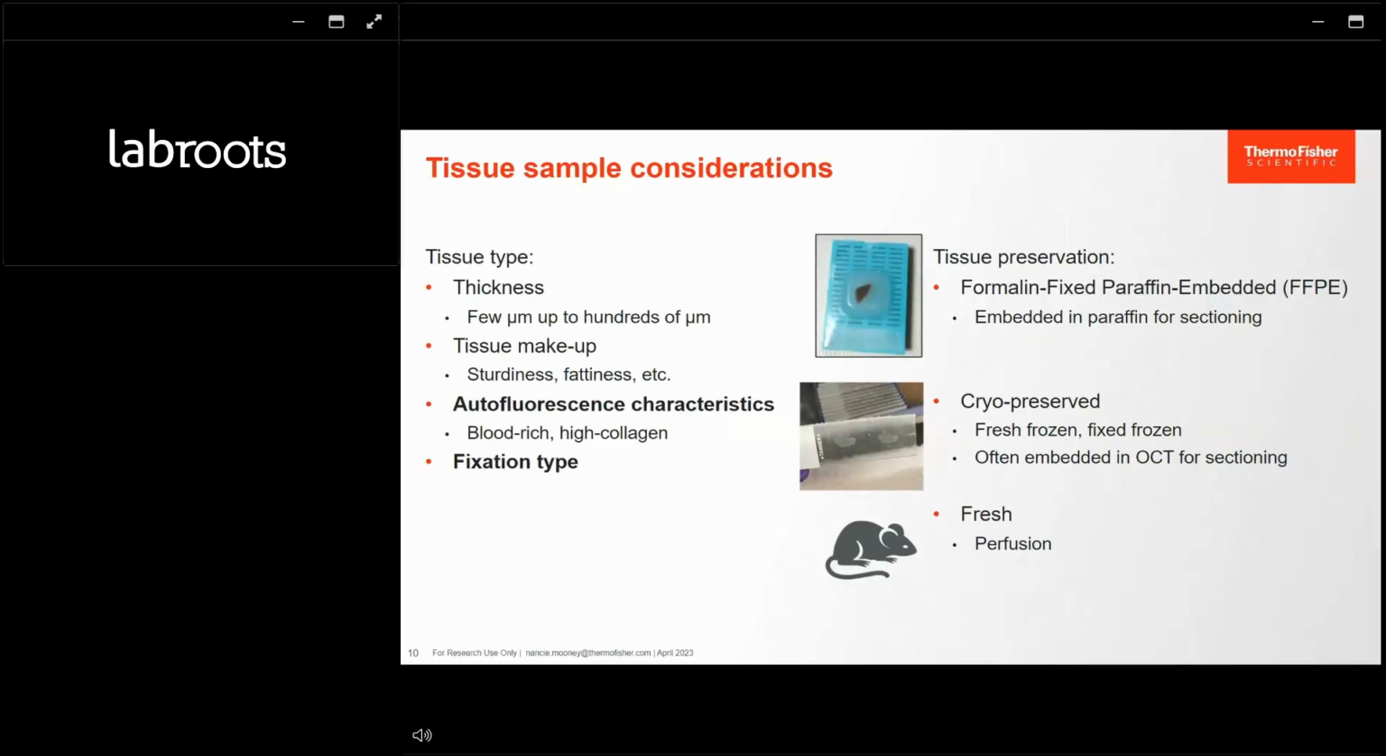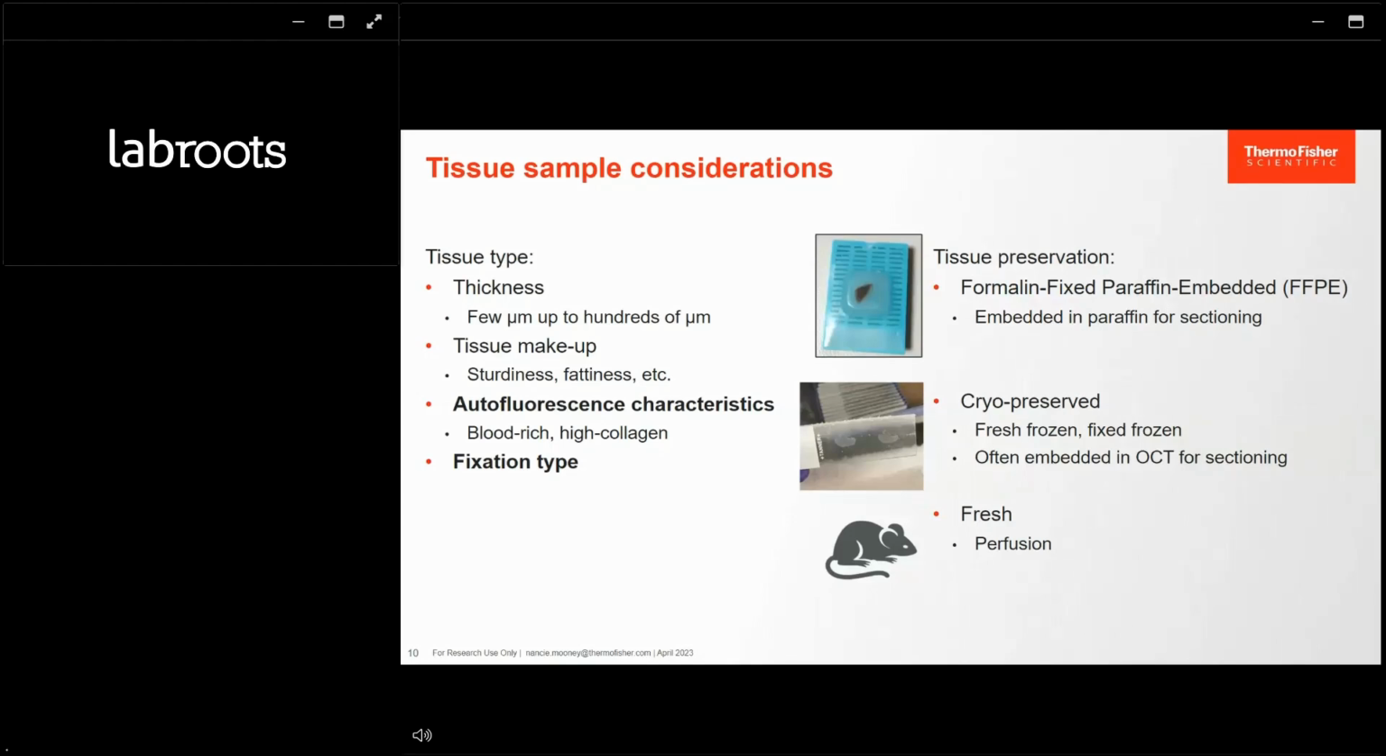So, to start out with, some tissue sample considerations. In terms of tissue type, some things we should be considering are honestly the thickness of the tissue on your slides. If you're going to be using commercially available tissues, those are often only 5 to 8 microns thick. But if you're preparing your own tissue, they can be as thick as a couple hundred microns. With that being true, sometimes you should be considering how deeply the reagents can actually penetrate and whether there are some strategies you can use to improve that.